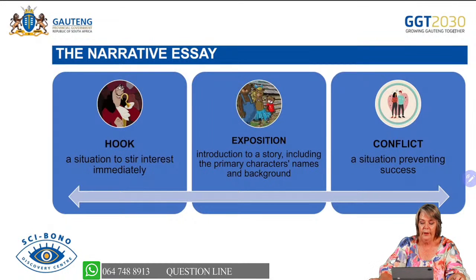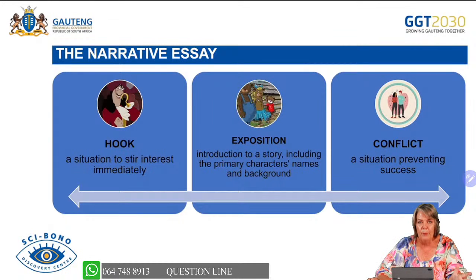Followed by conflict, and that is a situation preventing success. Conflict would refer to conflict between two characters, which is usually what happens in a narrative essay with a length of 250 to 300 words, because it must be short and to the point.